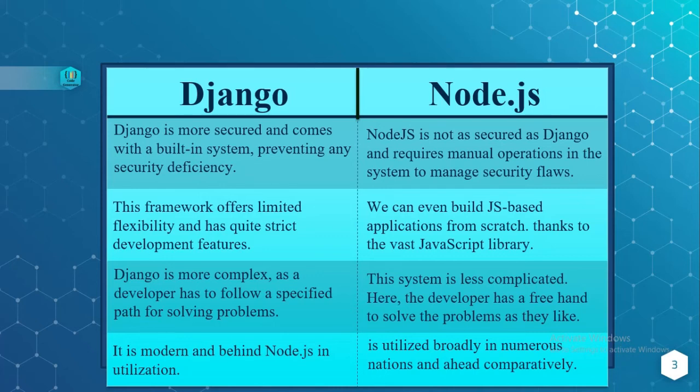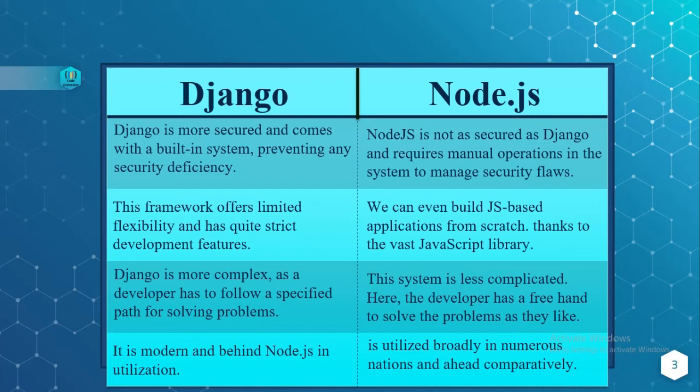Django is more complex as the developer has to follow the specified path for solving the problems, whereas in Node.js, the system is less complicated. Here, the developer has freehand to solve the problem, so you can easily maintain this.